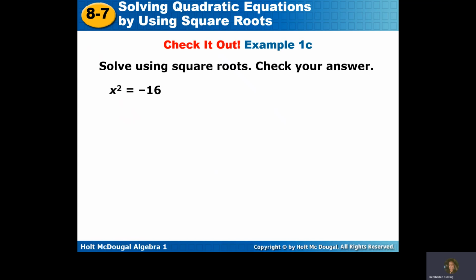So how am I going to solve for X, y'all? Square root on both sides, right? It's going to have the square root of X squared equals the square root of negative 16. Now, we talked about this when we were dealing with complex numbers, right? Remember, when you have that negative symbol underneath the radical, that's negative 1 times a positive 16, right?